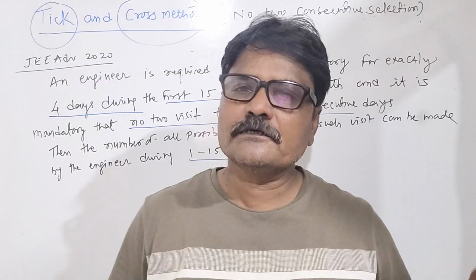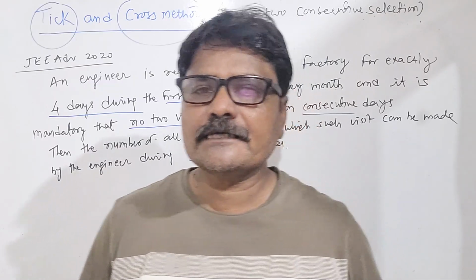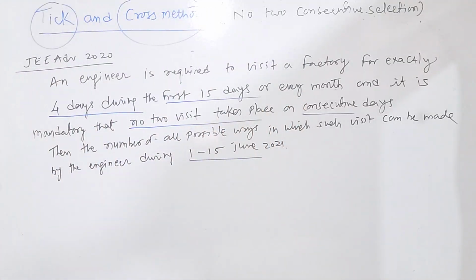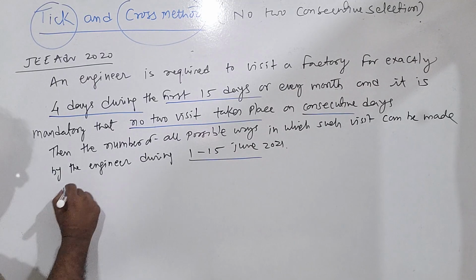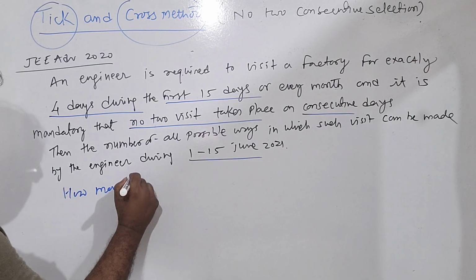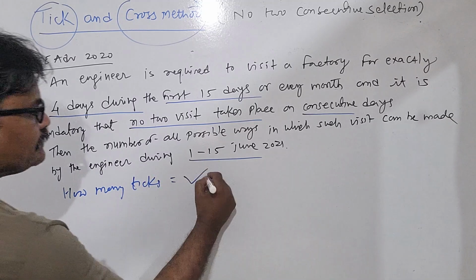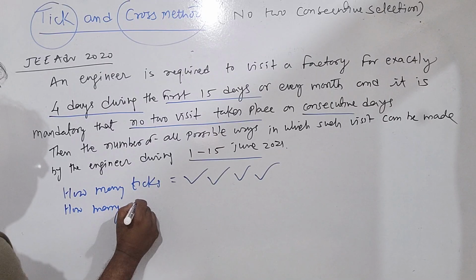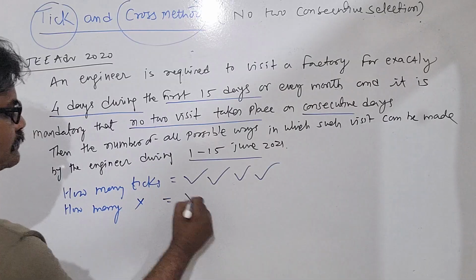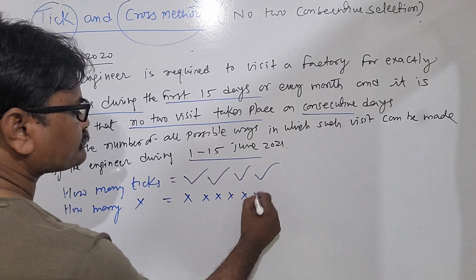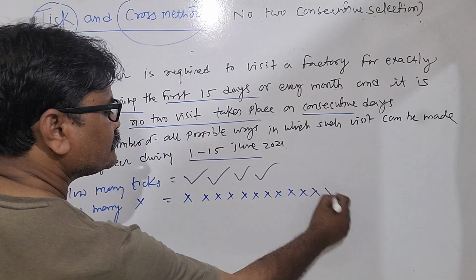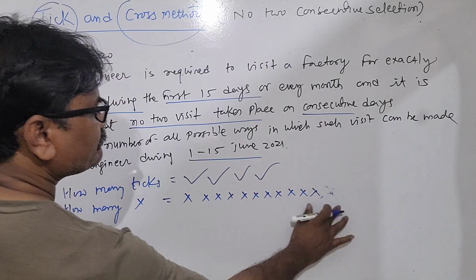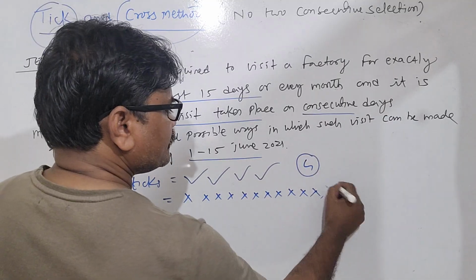Out of these he has to visit on 4 days, but in such a way that no two days should be consecutive. So how many ticks? Definitely there will be 4 ticks. And how many crosses? There will be 11 crosses. 1 2 3 4 5 6 7 8 9 10 11. So there will be 11 crosses and 4 ticks.